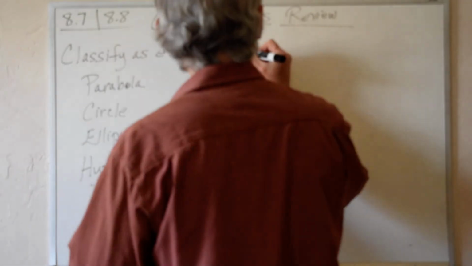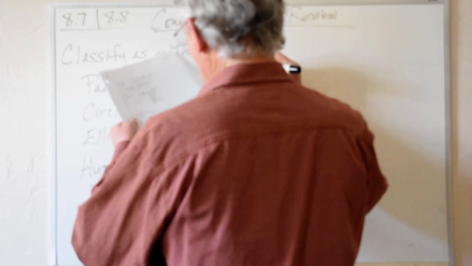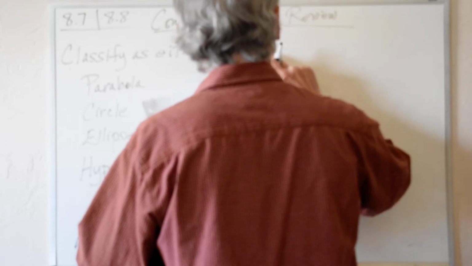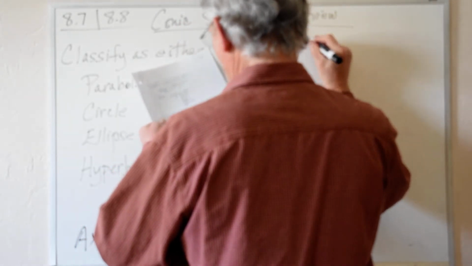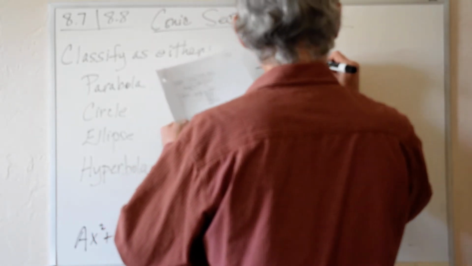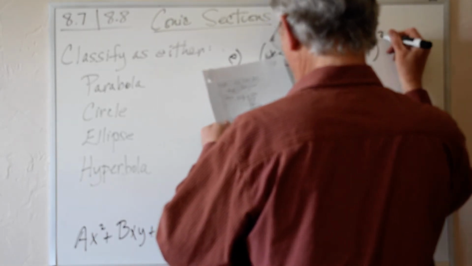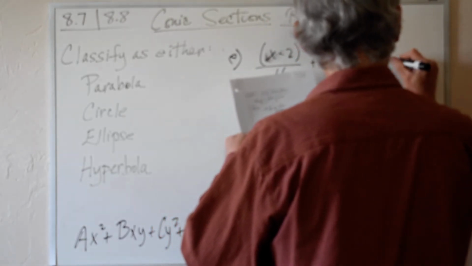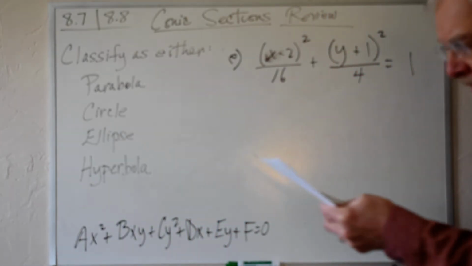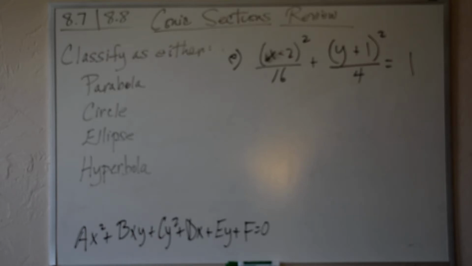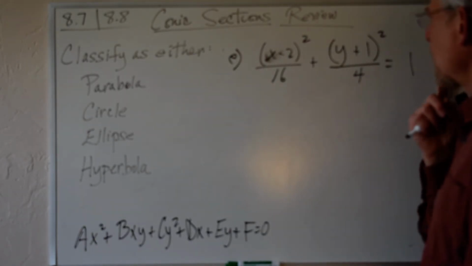Okay, how about these two? In part E, quantity x minus 2 squared over 16 plus quantity y plus 1 squared over 4 equals 1. Just go ahead and classify that one. So you may say, wow, is that the ellipse thing?